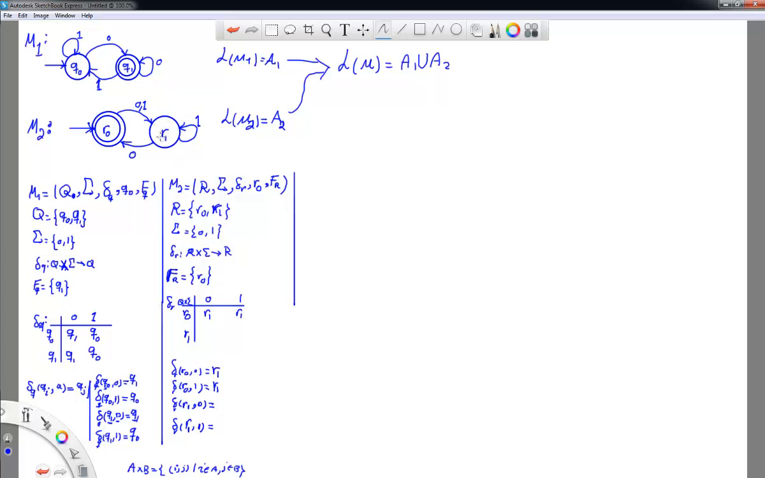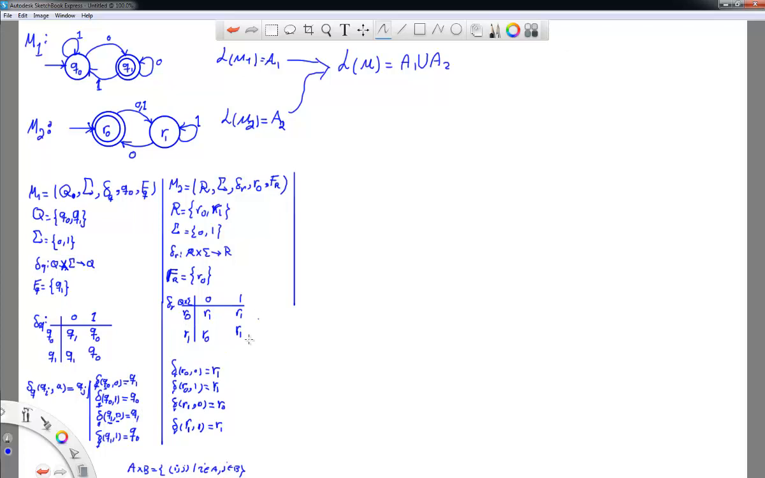Now if we're on R sub 1 and we see a 0, we go back to R sub 0. So this is R sub 1 and 0. That goes to R sub 0. And R sub 1 and 1, which is if you're on R sub 1 and you see a 1, you stay in R sub 1. So this is going to be R sub 1. And here we're going to stay in R sub 1. That is my transition table. That's the transition table for M sub 1, transition table for M sub 2, transition functions for M sub 1, and transition functions for M sub 2. So that's basically what I did here.